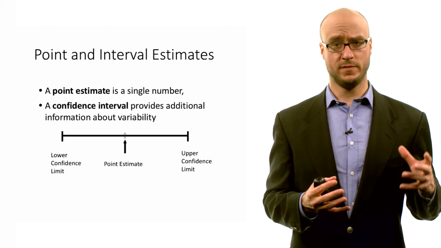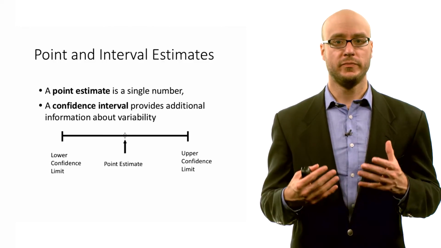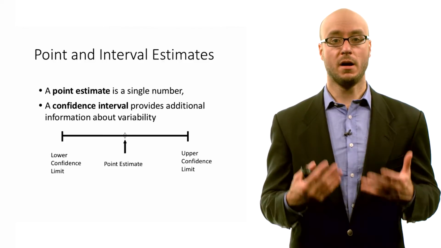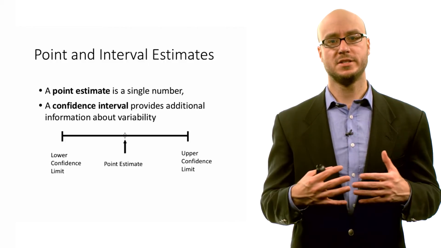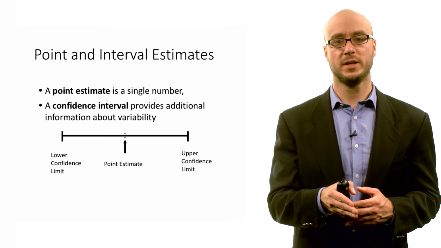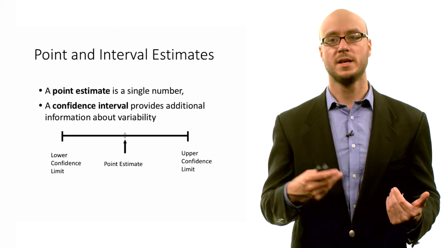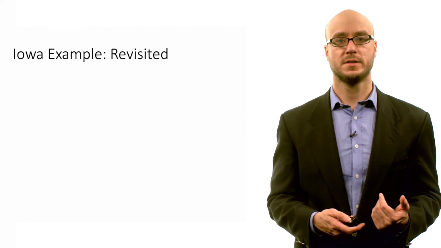Well, we have not only point estimates, but we have something called an interval estimate. An interval estimate is sometimes called a confidence interval. What it does is it provides additional information about variability. So we often have a point estimate, the sample mean, and then we have a range of plausible values. We have a lower confidence limit and an upper confidence limit.